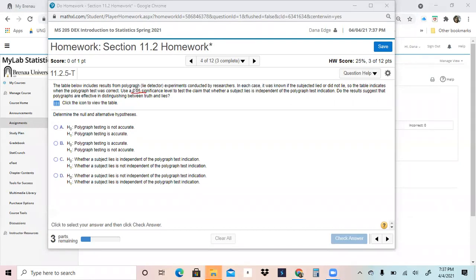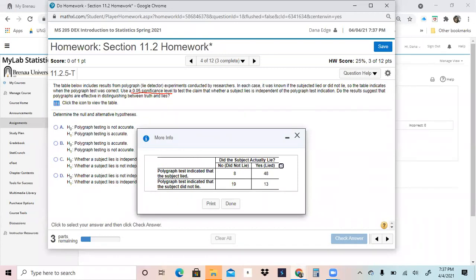We're going to use a 0.05 significance level to test the claim that whether a subject lies is independent of what the polygraph test indicates. In other words, we're trying to determine whether or not the polygraph is actually accurate in saying whether somebody's lying or not. If they're lying, then the polygraph should say they're lying, and if they're not, then it should say they're not. If the polygraph is completely ineffective, then it should give the same results whether somebody is lying or not. Let's take a look at the table values.